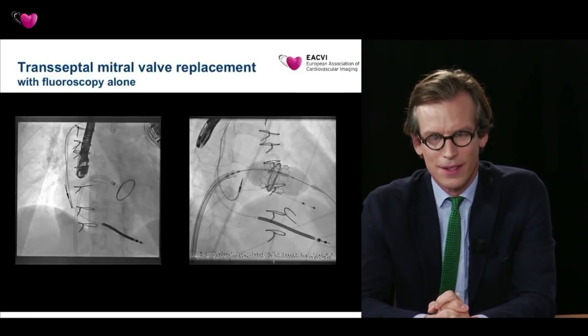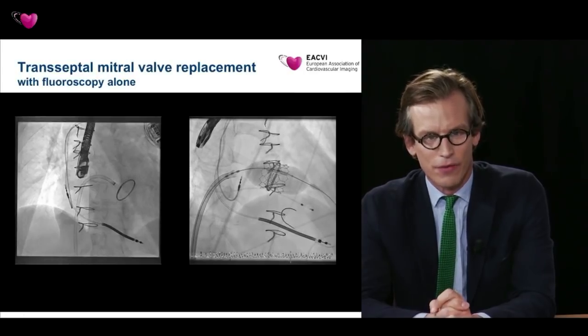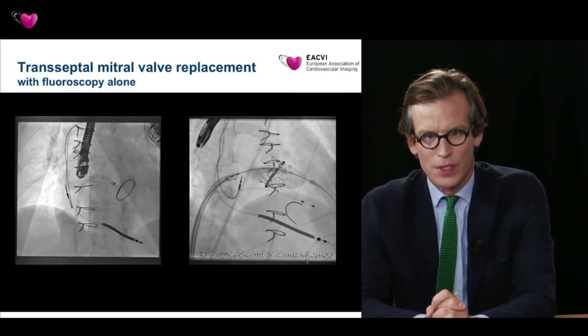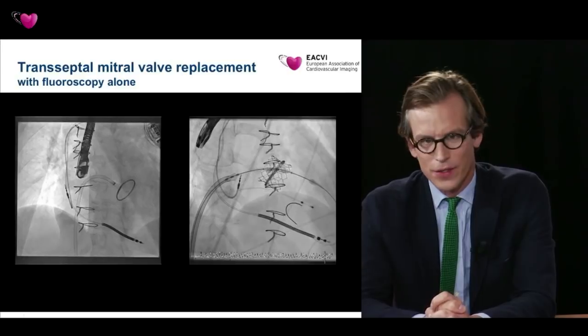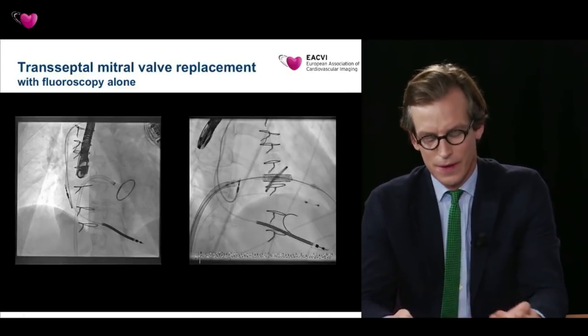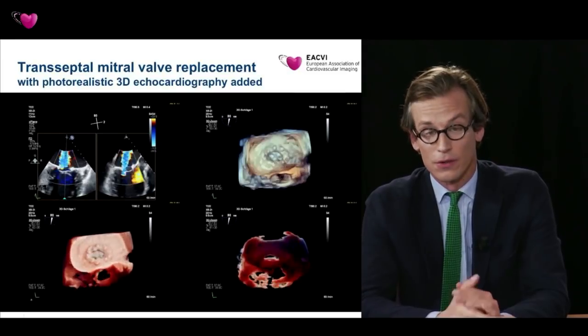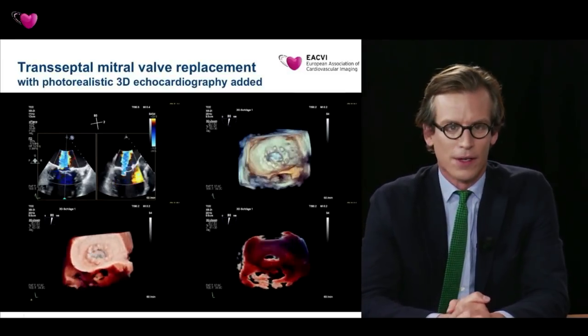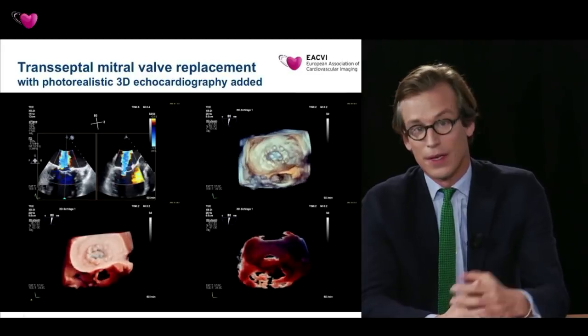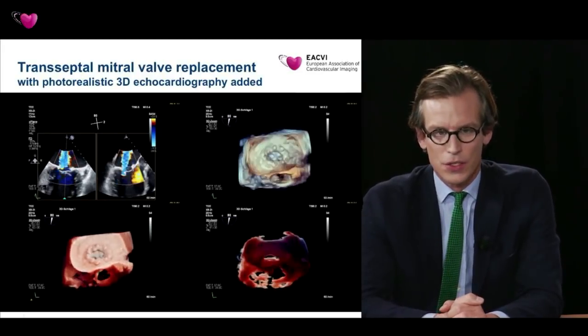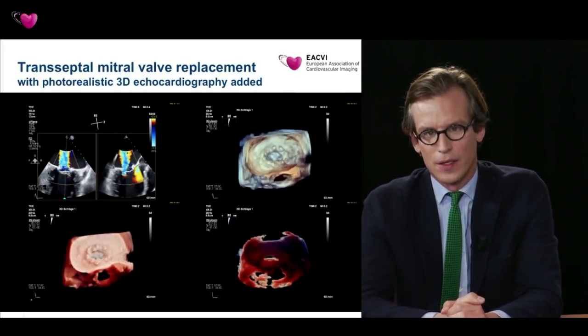Eric's case where he implanted a SAPIEN S3 in a native ring. We're showing you here fluoroscopy images of a valve in surgical ring procedure. And next to these fluoroscopy slides, we of course also need our echocardiography, our 3D echocardiography. And again, we're showing you these true view images at the bottom.